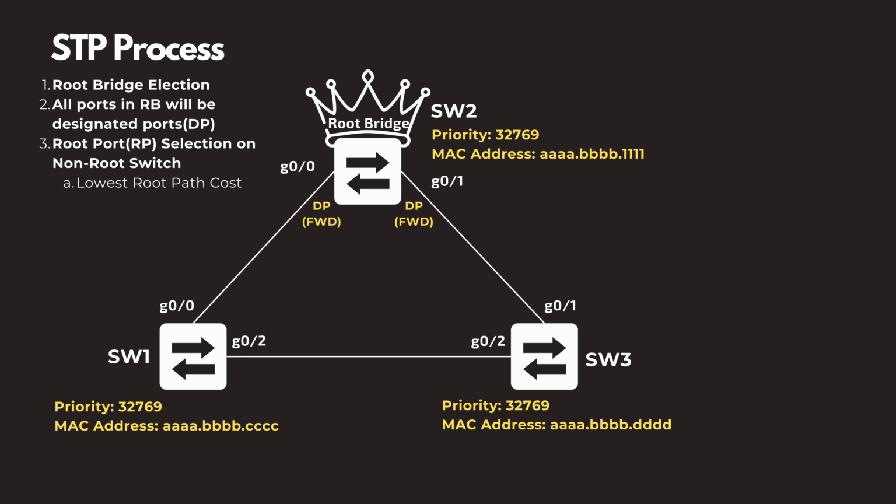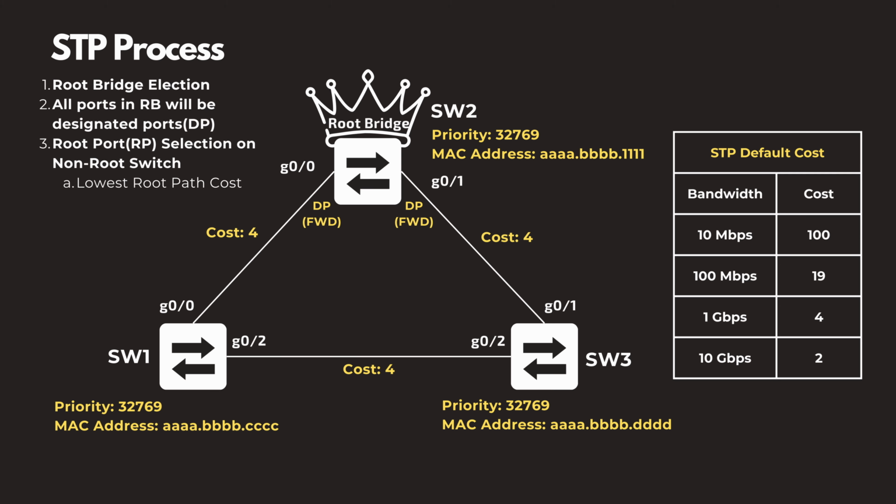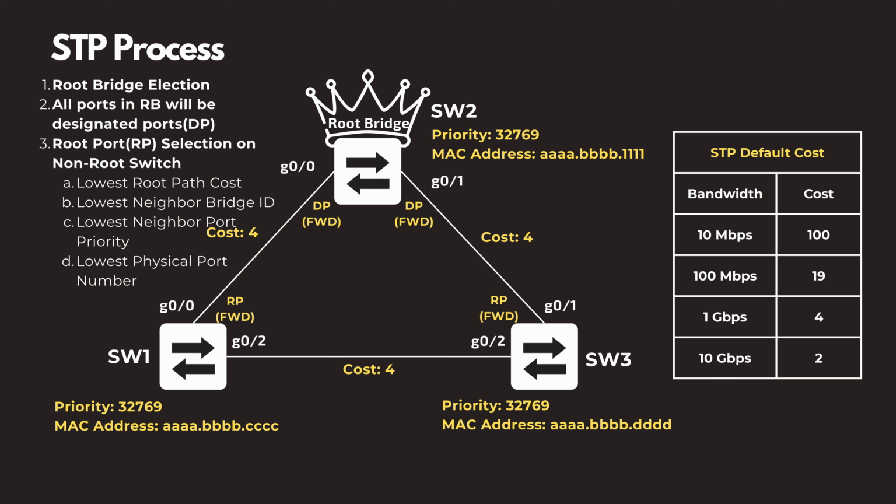Lowest root path cost. Costs are assigned based on the bandwidth of the port, and here are the default values. In this case, ports directly connected to the root bridge have lower costs, making them the root ports. If costs are the same, the tiebreaker will be the port facing the switch with the lowest neighbor bridge ID. If neighbor bridge IDs are the same, it will choose the port facing the switch with the lowest neighbor port priority. And if all else are tied, the port with the lowest physical port number is selected.